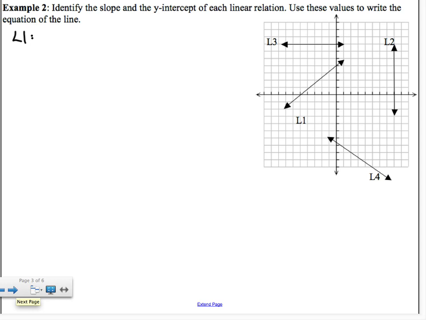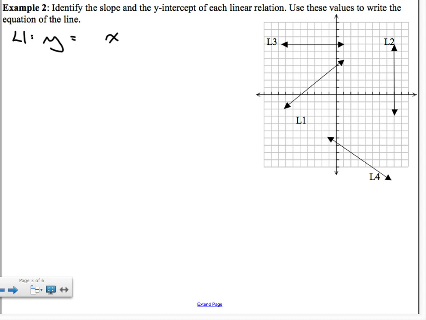Well, first of all, is it a horizontal or vertical line? Line 1. Does it go straight up or straight across? No. So we're going to have y is equal to something x plus b. We're going to figure out what those two things are. Which one we want to do first? Does it matter which one we do first here? No. Y-intercept first? I like y-intercept first because I picked that one off the easiest.